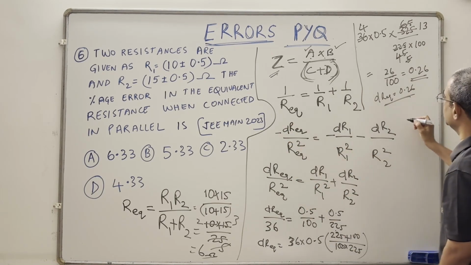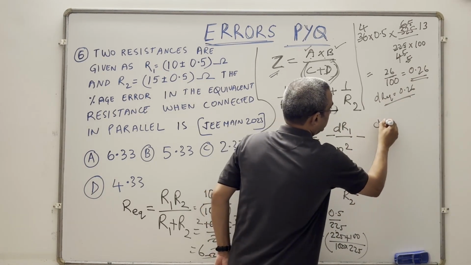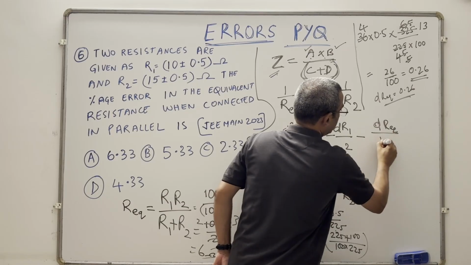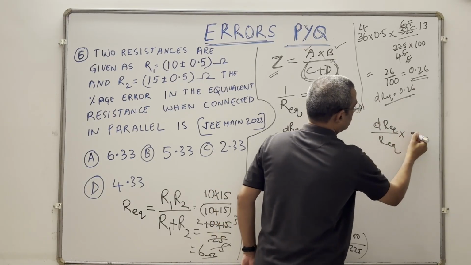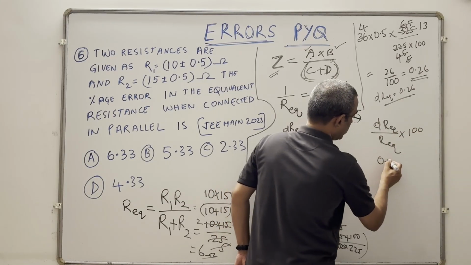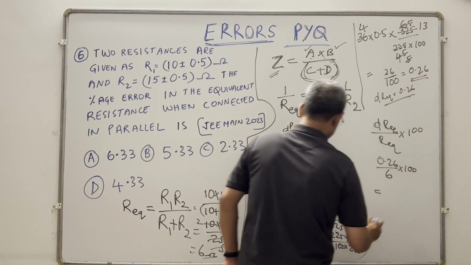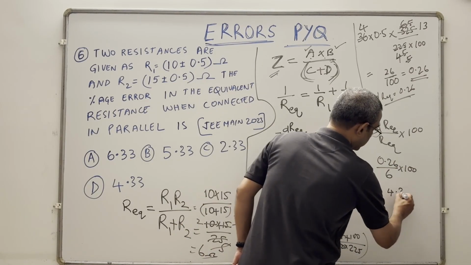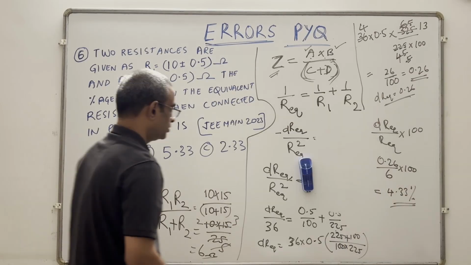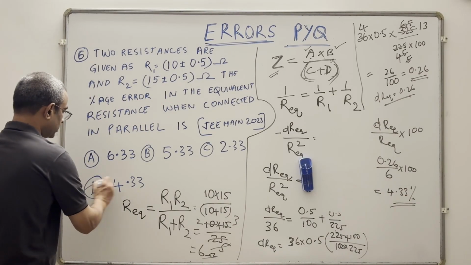But he wants the percentage. So percentage is dR equivalent by R equivalent into 100. So 0.26 by 6 into 100. That gives us 4.33 percentage. So this is our right answer.